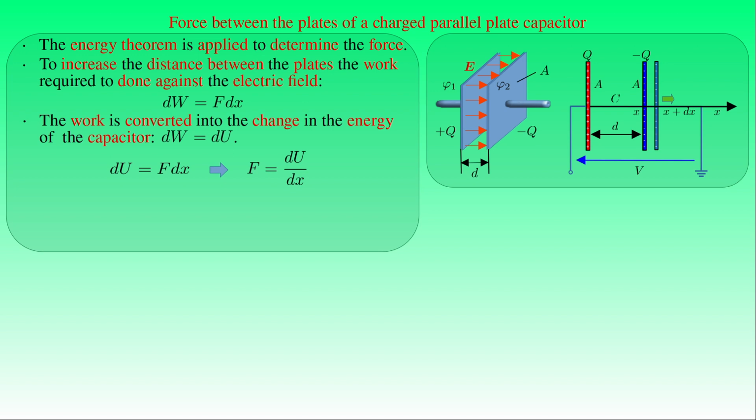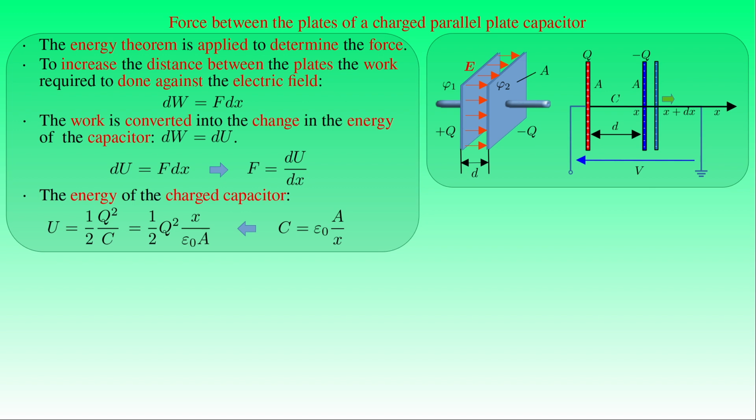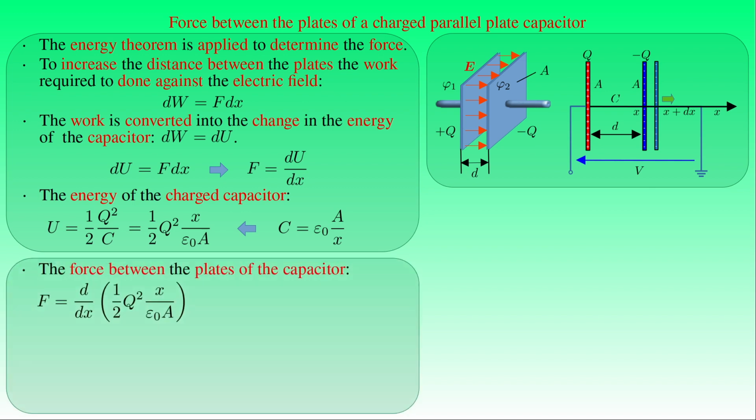The energy U of the capacitor is given by the charge Q squared over 2 times the capacitance C of the capacitor, where the capacitance for parallel plate capacitors is equal to epsilon naught times the area A of the plates over the distance x between the plates. Then the energy U is expressed as a function of the instantaneous distance x between the plates. By inserting this expression into the force equation and computing the derivative with respect to x, we can write the force F between the plates of the capacitor as 1/2 times Q squared over epsilon naught times A, or 1/2 times Q squared over C times x.